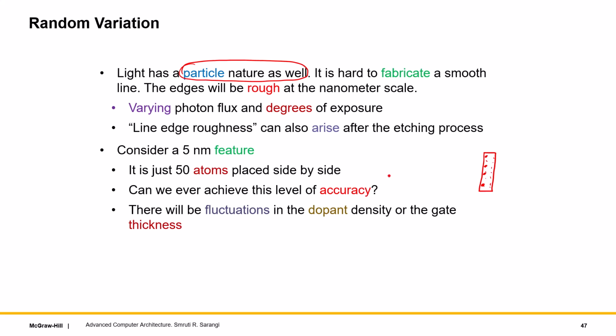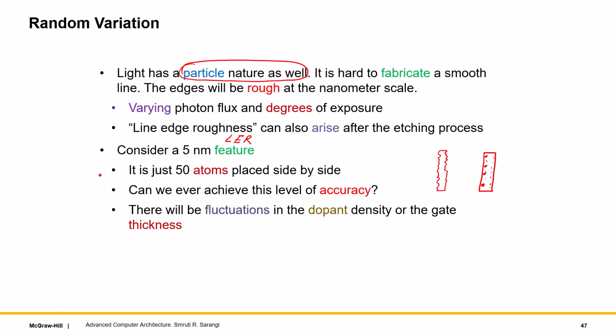The edges will have what is called line edge roughness, or LER. And this will arise because light will not fall regularly. So the moment we expose the photoresist to the light and we etch it out, we'll simply see lines with very, very irregular edges. And this will contribute to random variation because, as you can see, this is not systematic, but even neighboring transistors will have different values for their line edges. And that would manifest in different electrical properties as well.